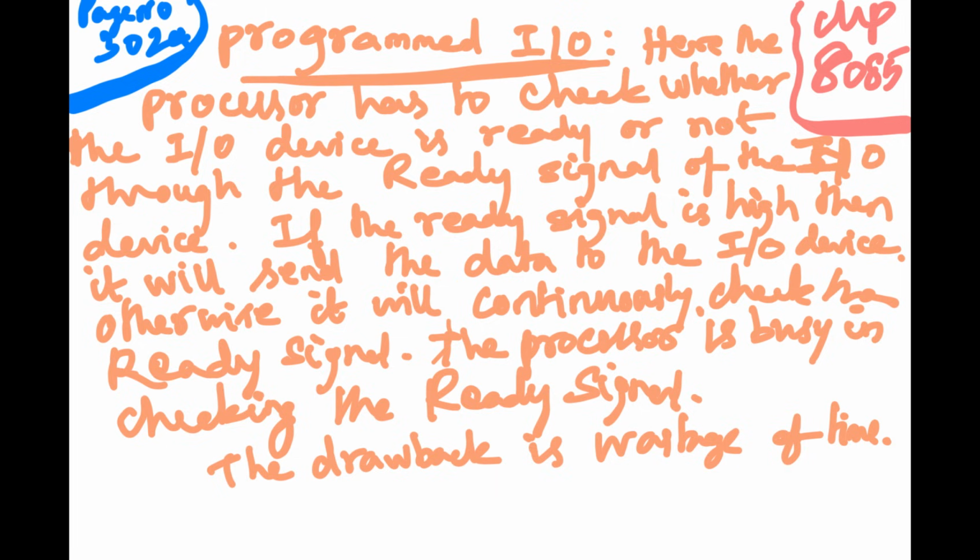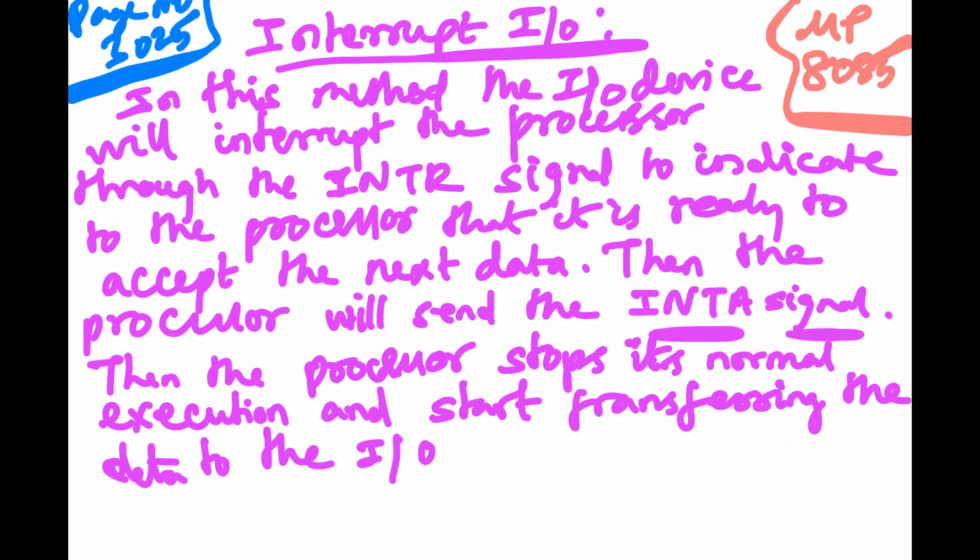Programmed I/O. Here the processor has to check whether the I/O device is ready or not through the ready signal of the I/O device. If the ready signal is high, then it will send the data to the I/O device. Otherwise, it will continuously check the ready signal. The processor is busy checking the ready signal. The drawback is wastage of time.